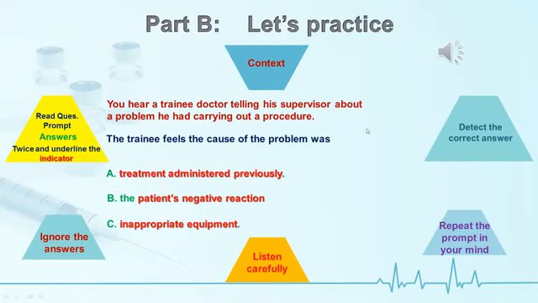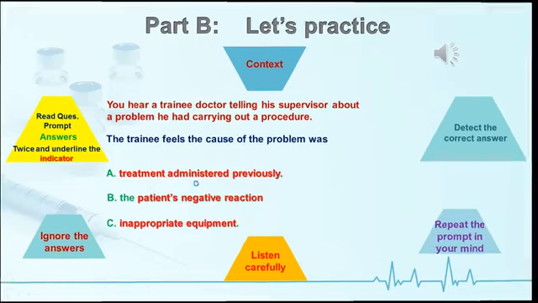Okay, in this record, the attorney mentioned that the patient had lots of cannulas in his or her vein, so the vein is collapsed. Regarding the patient's negative reaction, he didn't mention anything about that. Inappropriate equipment, no, actually the attorney has done this procedure many times, and of course the equipment is working very well. So the correct answer is treatment administered previously.